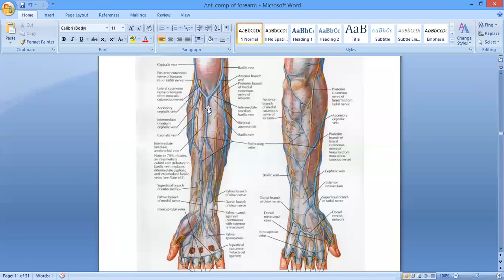As far as the superficial veins and the lymphatics are concerned, there are two major superficial veins of the forearm. The one running on the lateral aspect is called the cephalic vein, and the one running on the medial aspect is called the basilic vein, right? And there is a communicating channel between the cephalic and the basilic. This is called the median cubital vein or the median basilic vein, right? The communicating channel which communicates from the cephalic vein with the basilic vein is called the median cubital vein. We'll talk about it in detail.